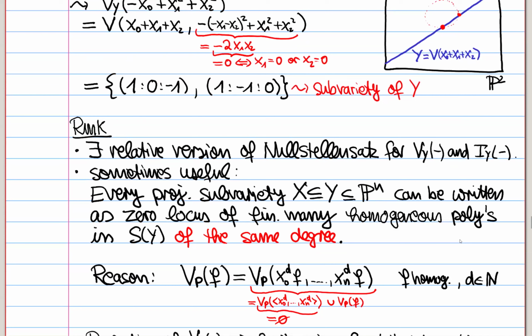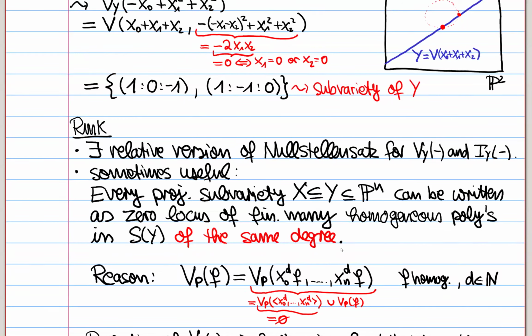The first is now, of course, we can generalize both the properties of the vanishing loci, which we saw before, and we also have a relative version of the Nullstellensatz, working now with this ambient ring S of Y. And one thing which is useful to know, sometimes this is very practical, is that if you have a projective subvariety X inside Y, then it cannot just be written as a zero locus of finitely many homogeneous polynomials. It follows basically from Hilbert's basis theorem that you can restrict to a finite set, but you can even restrict these polynomials to have the same degree.